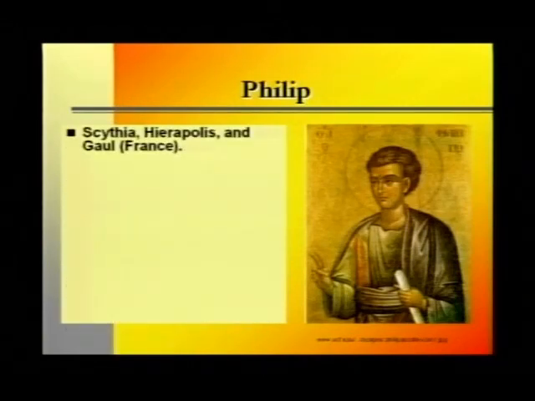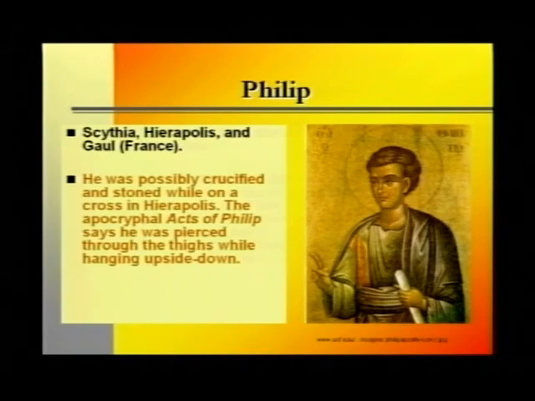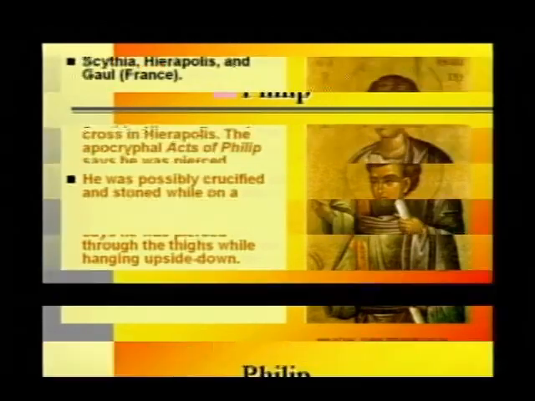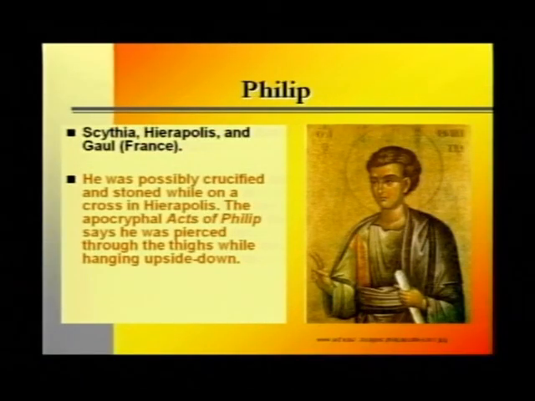Philip had a ministry to Scythia, Hierapolis, and Gaul, which in modern times is known as France. He was possibly crucified in Hierapolis. The apocryphal Acts of Philip says he was pierced through the thighs while hanging upside down.